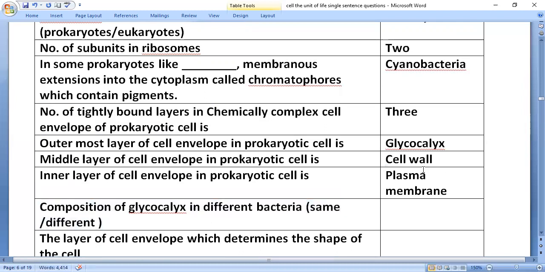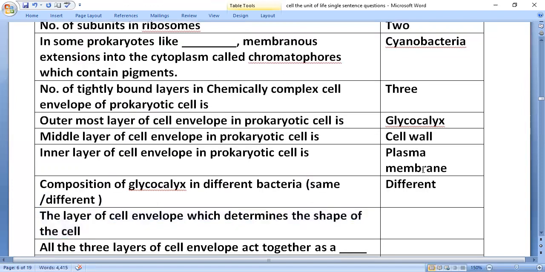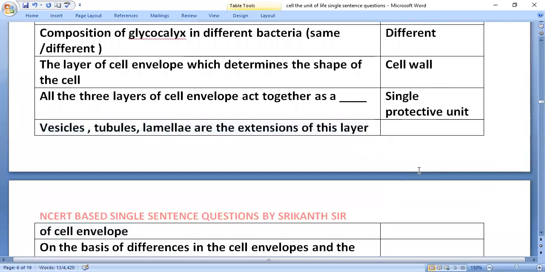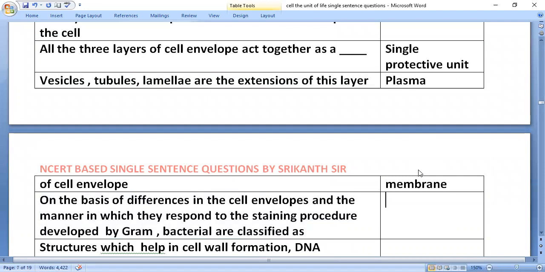Composition of glycocalyx in different bacteria, same or different. The layer of cell envelope which determines the shape of the cell is the cell wall. All the three layers of cell envelope act together as a single protective unit. Vesicles, tubules, lamella are the extensions of this layer of cell envelope, plasma membrane. On the basis of differences in the cell envelope and the manner in which they respond to the staining procedure developed by Gram, bacteria are classified as gram positive and gram negative bacteria. The name of scientist, Gram.